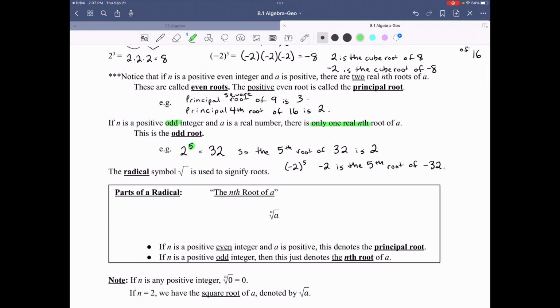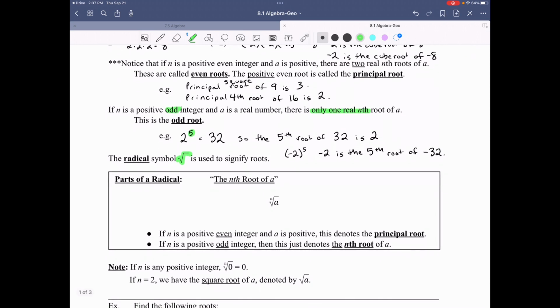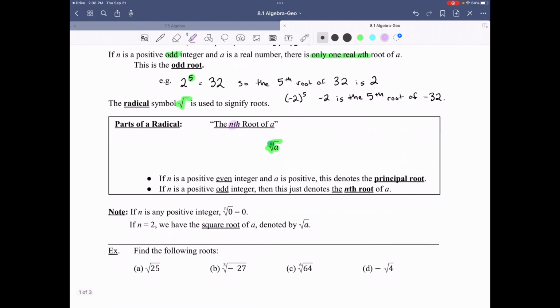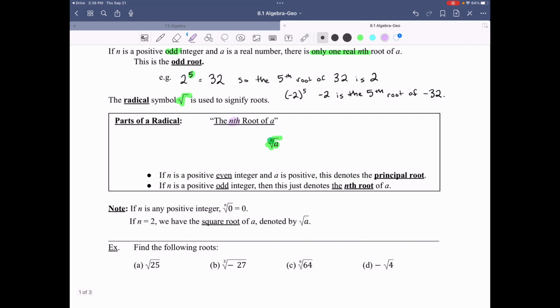The radical symbol looks like this. It is used to signify roots. The nth root of a is how you read this. So we have an n. Let's see if I can change the color of it. The nth root of a. If n is a positive even integer and a is positive, this denotes the principal root. If n is a positive odd integer, then this denotes the nth root of a.